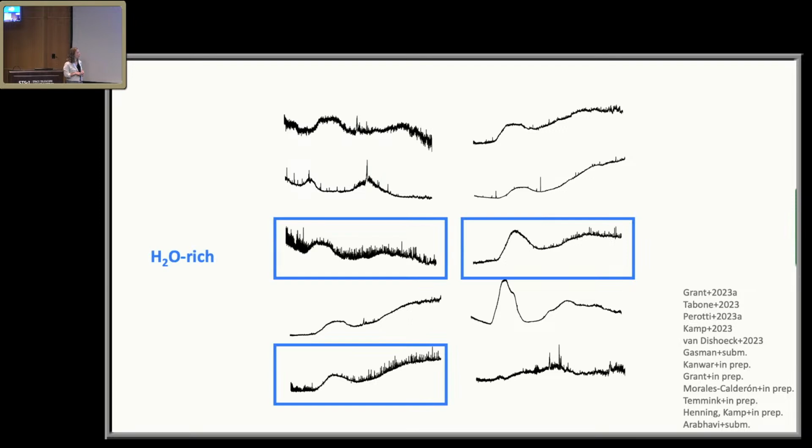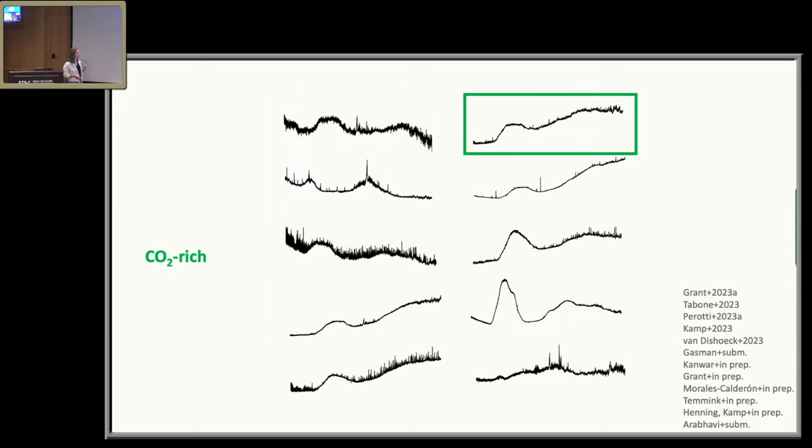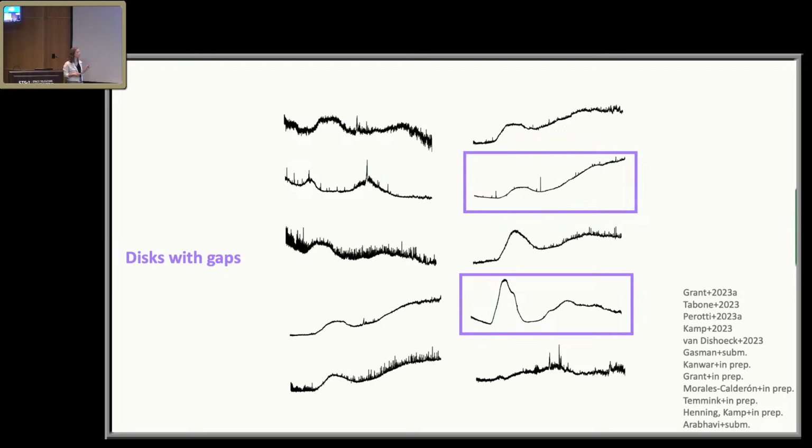There are disks that are very water-rich, with all of these water features across the whole spectrum. We have carbon-rich, and specifically C2H2-rich disks, which show a really unique chemistry, and I'll dig into that a little bit. There are targets that are CO2-rich relative to their water, and that's a really interesting finding. And then we have disks with gaps, where if you open this gap, we're seeing that these disks have less molecular emission, not none, but less molecular emission than their full disk counterparts.